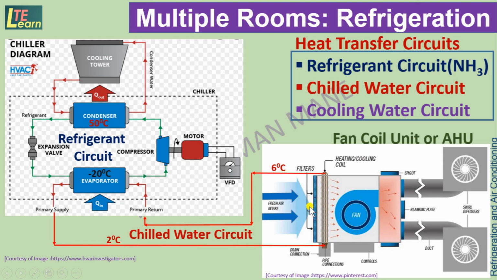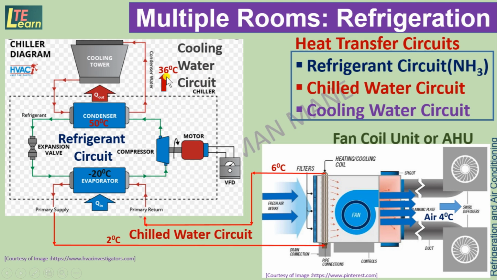When fresh air passes over cooling coil, air is cooled, and such air at 4 degrees Celsius temperature is passed to the different rooms of cold storage by using ducting. Heat from the condenser is carried by using water of cooling water circuit at 36 degrees Celsius to the cooling tower. Heat is rejected at cooling tower to the atmospheric air and water is returned at 32 degrees Celsius to the condenser.